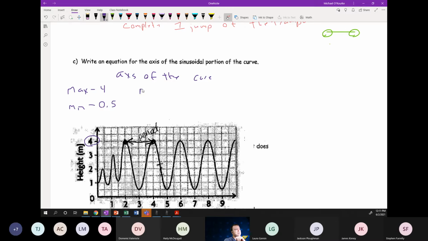So the axis of the curve, I'm going to add those. Max plus min divided by 2, which equals 4 plus 0.5 divided by 2. 4.5 divided by 2 equals 2.25. Okay.